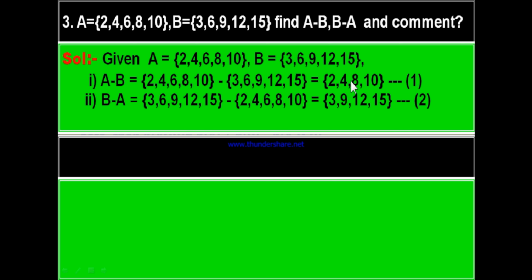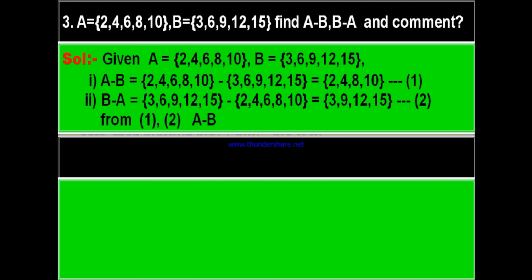From 1 and 2, can you say that both are equal? When can you say that two sets are equal? If two sets are equal, their elements should be the same. In any two sets, if their elements are equal, then you can say that the sets are equal. From 1 and 2, you can write now that A minus B is not equal to B minus A.